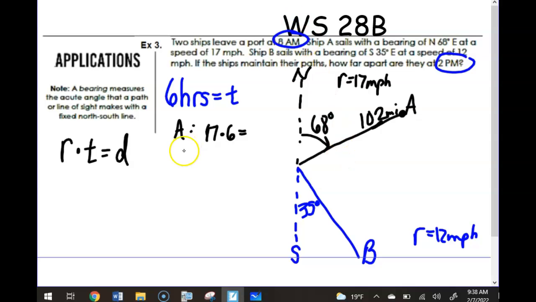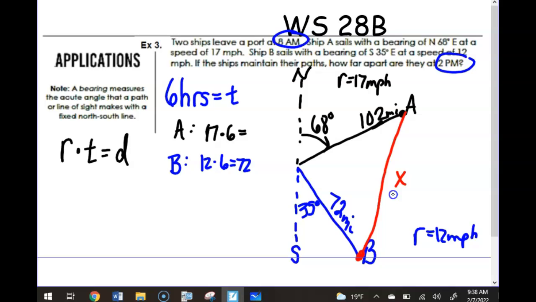And then ship B, rate times time would be 12 times 6, I think is 72. Somebody check me. 72 miles. Okay. We want to figure out how far apart they are. From here to here is our X.